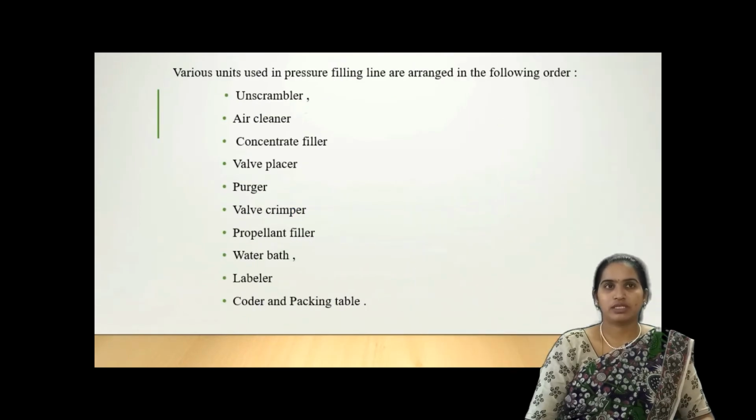The various units used in the pressure filling process are unscrambler, air cleaner, concentrate filler, valve placer, purger, valve crimper, propellant filler, water bath, labeler, coder and packing table.